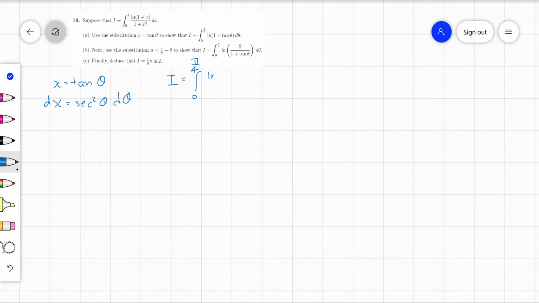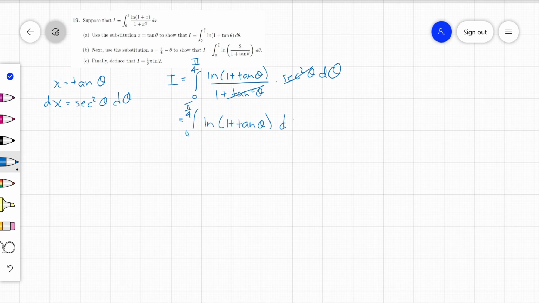We have log of 1 plus x, and x is tan theta, all over 1 plus x squared, which is 1 plus tan squared theta, and dx is sec squared theta d theta. We know that 1 plus tan squared is sec squared, so those cancel. So we just have the integral from 0 to pi on 4 of log of 1 plus tan theta d theta. And that's what we had to show, so that's done.